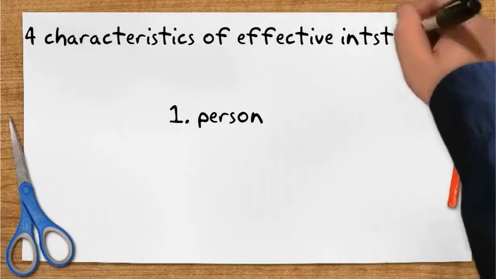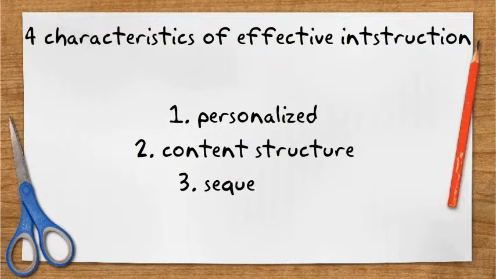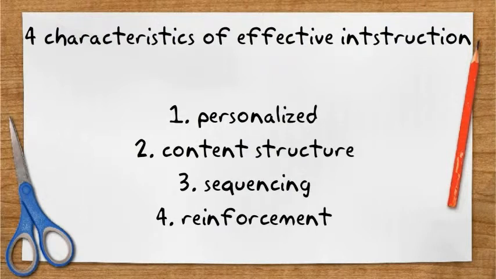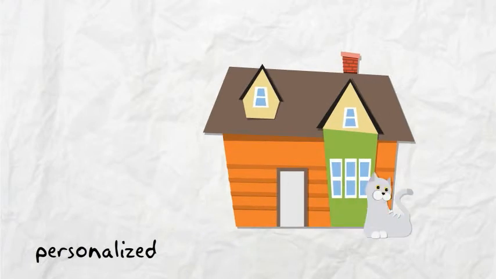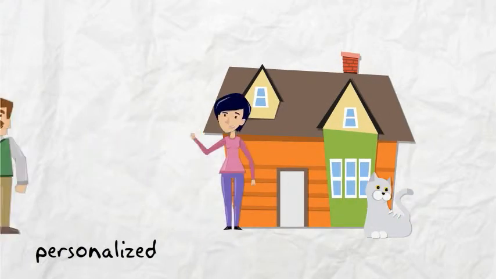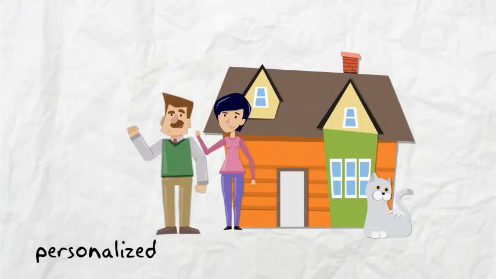There are 4 characteristics to effective instruction. Bruner believed effective instruction should be: 1. Personalized, 2. Content structure, 3. Sequencing, 4. Reinforcement. Personalized. Instruction should be related to learners' predisposition and facilitate interest towards learning.